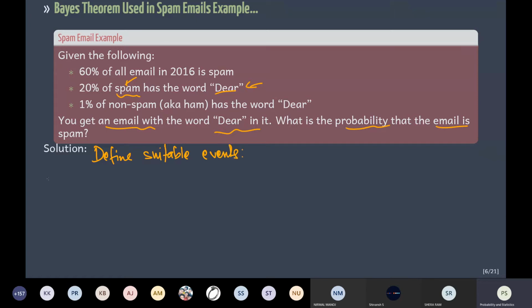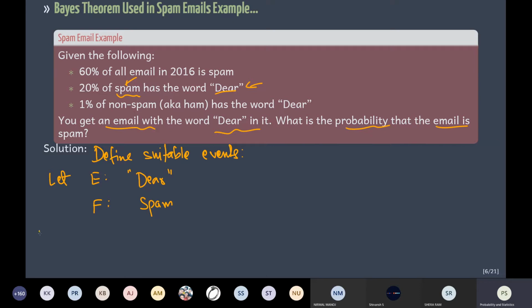So let us say, let E be the event. I'm writing it in short form. Let E be the event that we detect the word dear, and let F be the event that the email is spam. Okay, so these are the events that we defined.